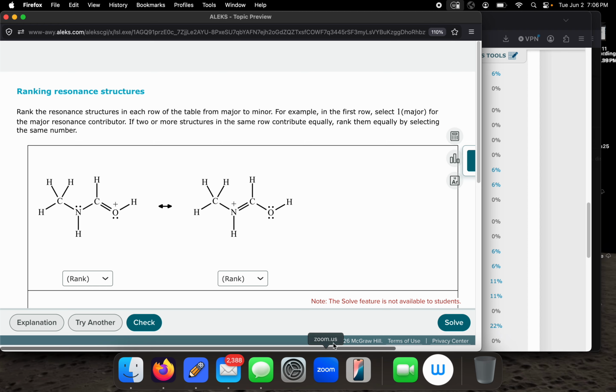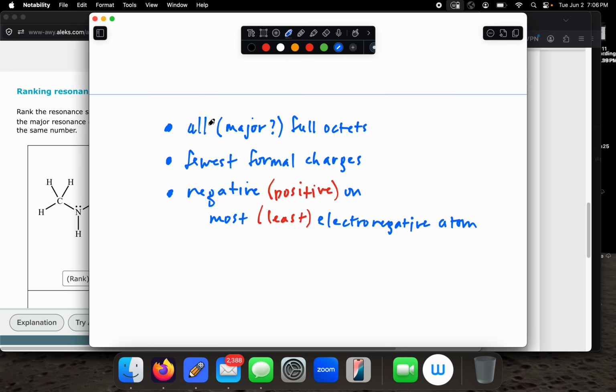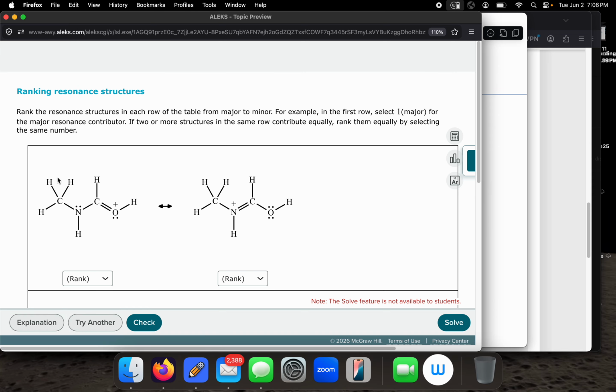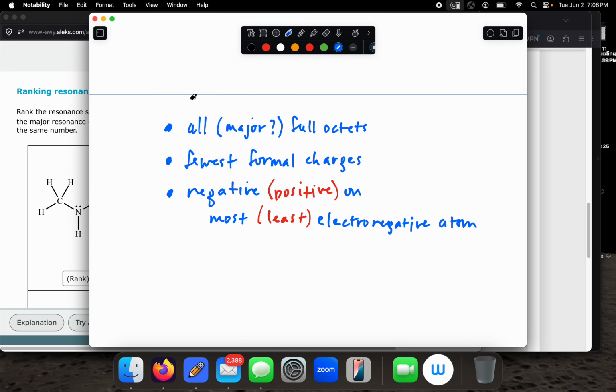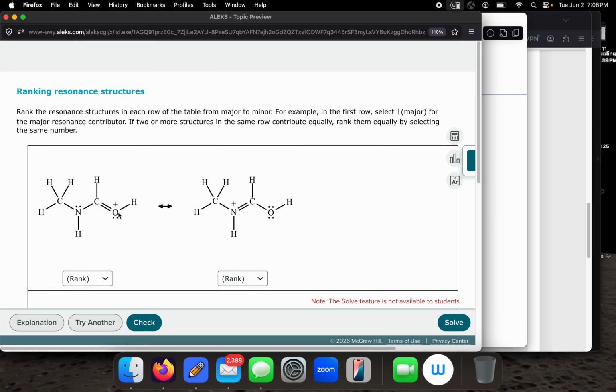So here's the deal. I've already clicked on the explanation, found the notes, and put them on a piece of paper. So here's what the piece of paper looks like. First of all, we're going to look at this structure, and then we're going to ask: do all the atoms have full octets? If they do, then it's a good structure.